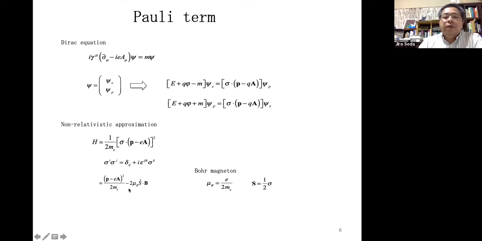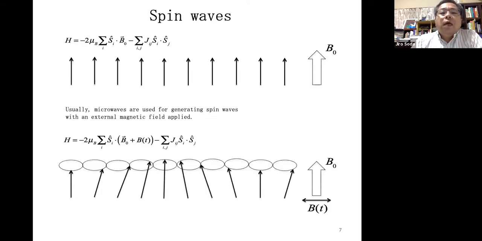And this is a famous Pauli term. So this describes the interaction between spin and magnetic fields. Here μ_B is the Bohr magneton, and S is a spin operator. So now we know the interaction between the magnetic field and spin. So we can understand the ground state for the uniform magnetic field.